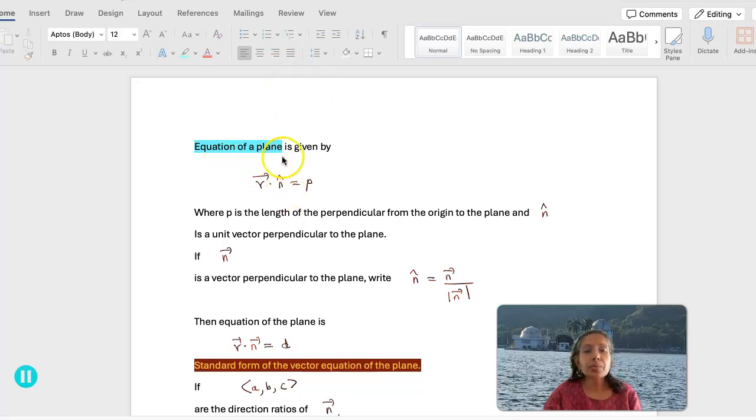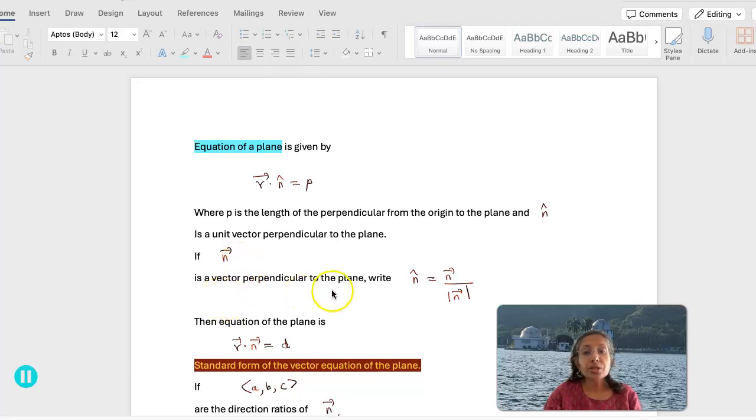So the basic form of an equation of a plane is given by r dot n cap equal to p, where p is the length of the perpendicular from the origin to the plane and n cap is a unit vector perpendicular to the plane. So remember that n cap has to be a unit vector.